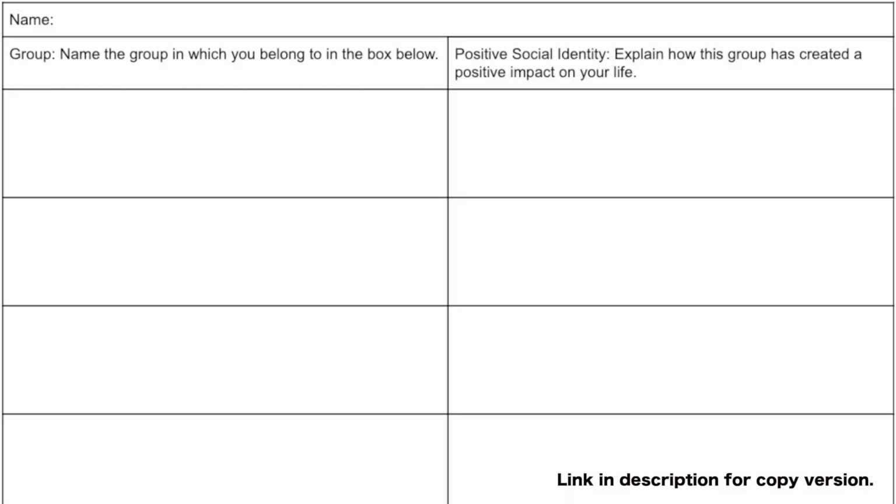I've created this easy to use graphic organizer to help students track their social identity. And you ask, why is this work important? It is important because identity is who you are. Students need to know who they are as people and that they belong to different groups.